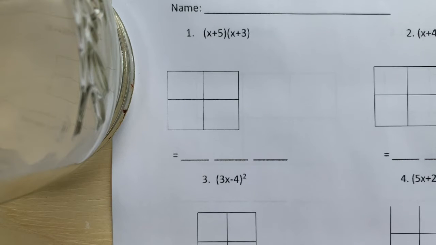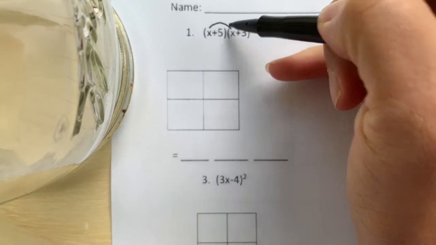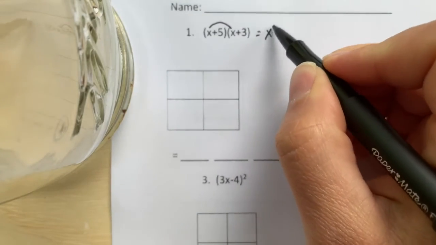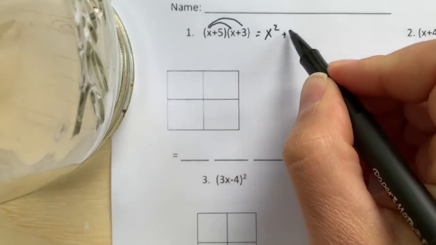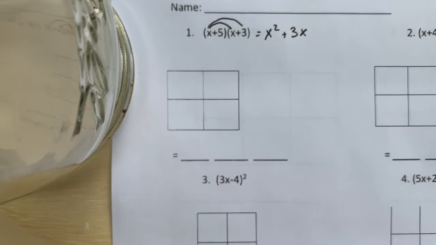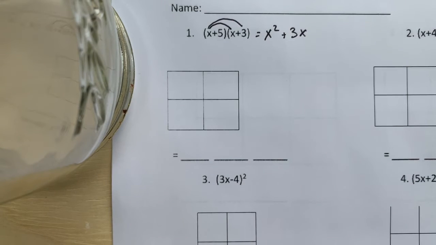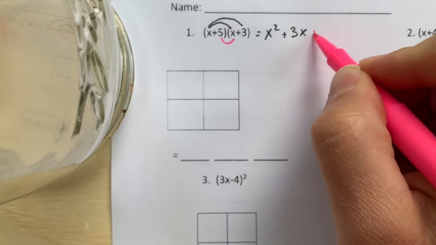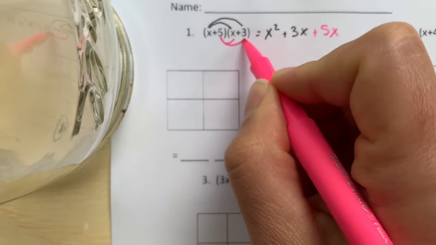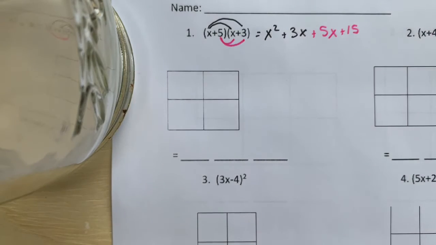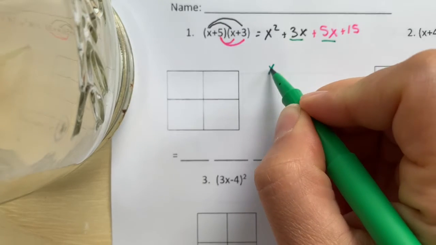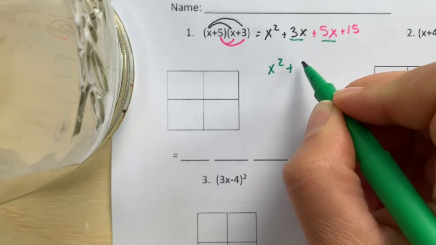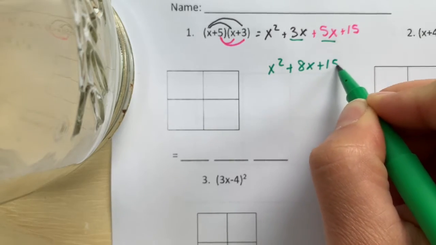So the first way is what I'm going to call FOIL. So we are going to multiply our first number times our second number, where we will get x squared, and then again x times 3, or 3x. Then we are going to multiply this 5 times the x is 5x, and the 5 times the 3 is 15. Now we have to add any of our like terms, so our 3 and our 5. So we will end up with x squared plus 3 plus 5 is 8x plus 15.